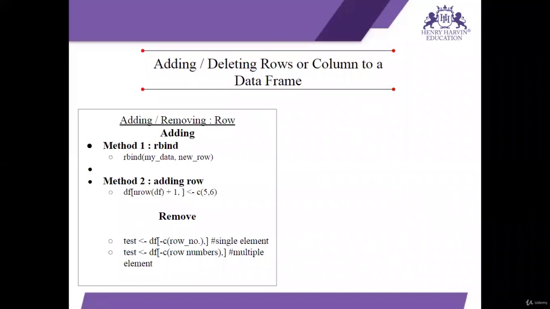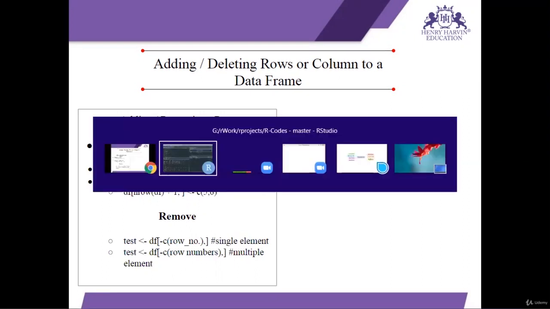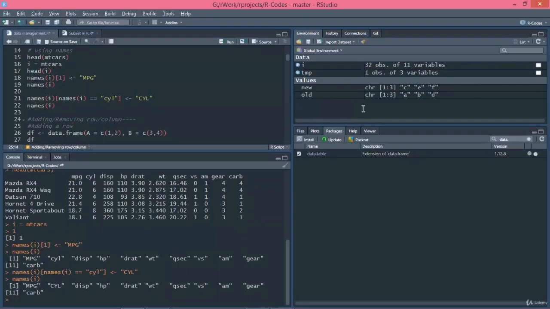So first we will be adding and removing rows. The first method to do that is by using rbind. So rbind helps us to add a row to our data set. How can we do that? Let's go to R and do that.